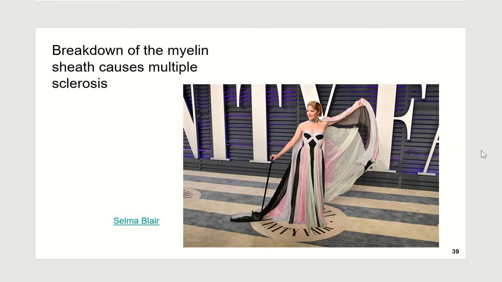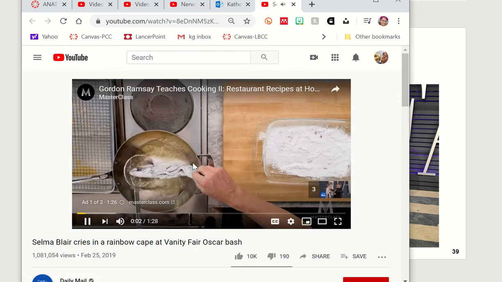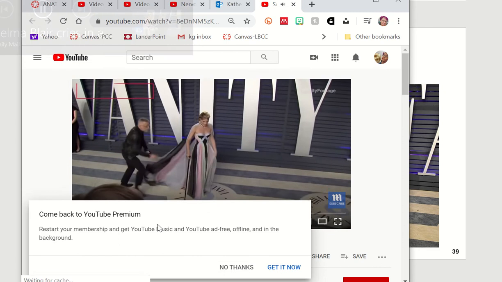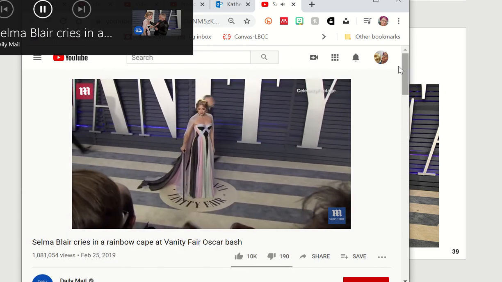So the symptoms do come and go, which is one of the things that's very heartbreaking about multiple sclerosis. So this is Selma Blair, and I want to show you a short clip of her talking to the paparazzi. I do not want to show you that. So she looks amazing.